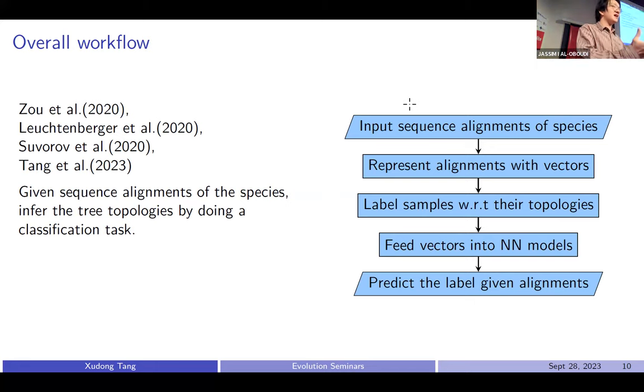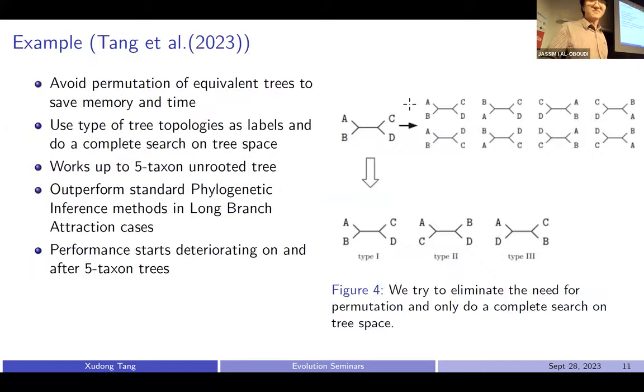What we do with the topology itself is we label them. Let's say a four taxon unrooted tree, there are only three possible trees in the whole tree space. Then we simply label them 0, 1, and 2. So we discard all the information about the tree and only mark them with one single number. Then we feed the vectors that represent the sequence alignment into the model, and we have the model tell us out of the three trees that we labeled, which one is the correct one: tree number 0, number 1, or number 2.